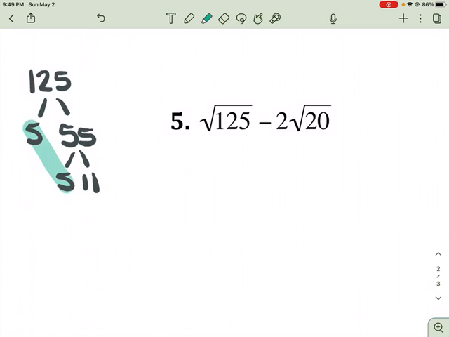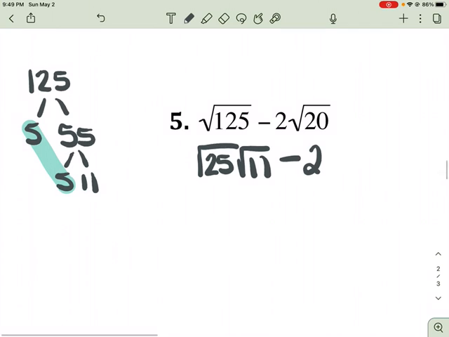Okay, so I notice I have a square root. I'm going to have 25. So square root of 25, square root of 11, minus, and then I'm going to go 20. Okay, so 4 and 5. Well, 4 is a perfect square, so there's my perfect square, right?